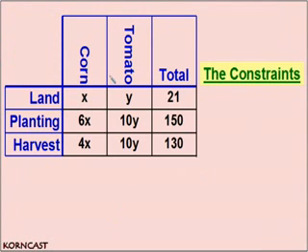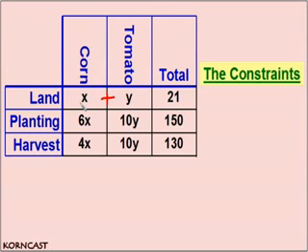Okay, so now what do we do with our constraints right here? Well, what we know is that in our total land right here, we have corn and tomatoes. So it's really easy to understand that if we add the acres of corn plus our acres of tomato, we're going to get our total acres. However, we know that we can't plant more than 21 acres because we don't have more than 21 acres of land.